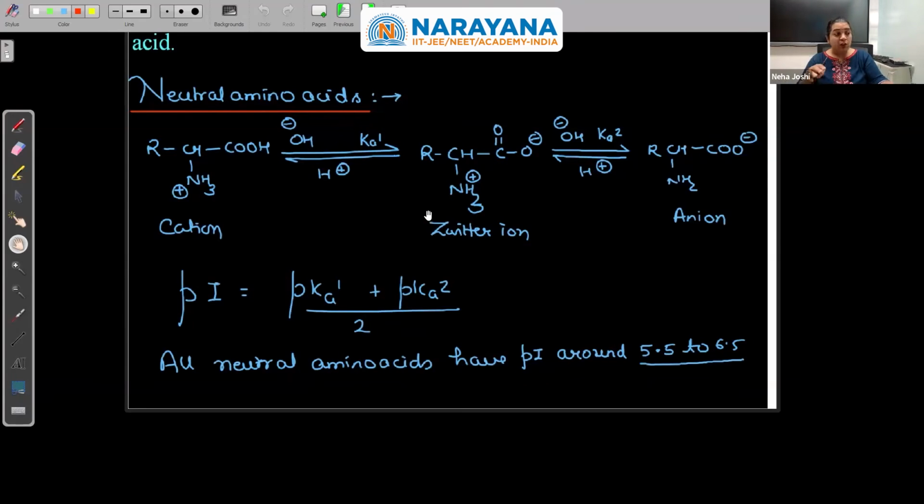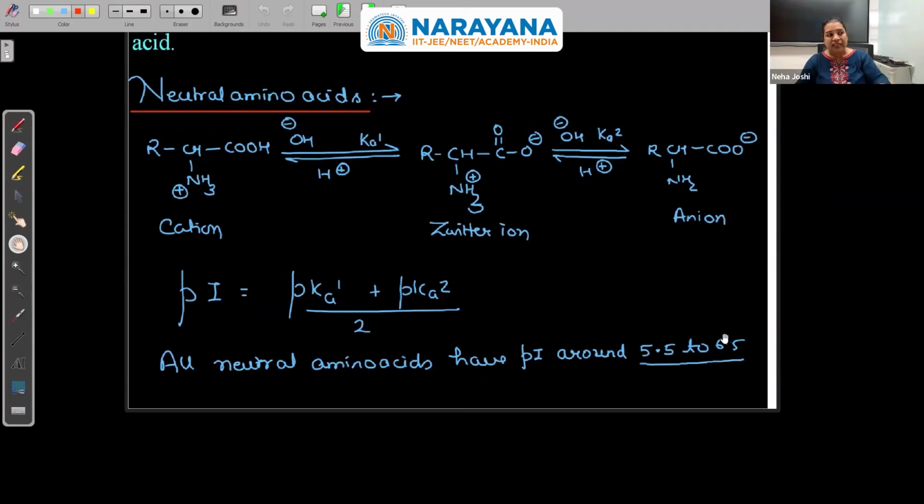And a very good thing is that for all neutral amino acids, the isoelectric pH is found to be somewhere around 5.5 to 6.5. Slightly acidic zone, you can say 5.5 to 6.5. So at this pH zone, they will exist as zwitter ion. If I say what will be the existence of this neutral amino acid at pH, say 9, 10. 9 and 10 means it is greater than isoelectric pH. Greater than isoelectric pH, it will exist as anion.